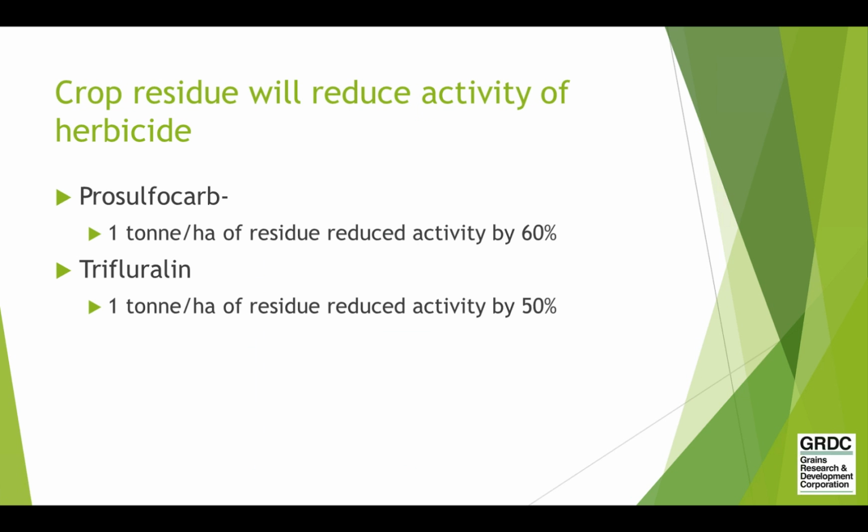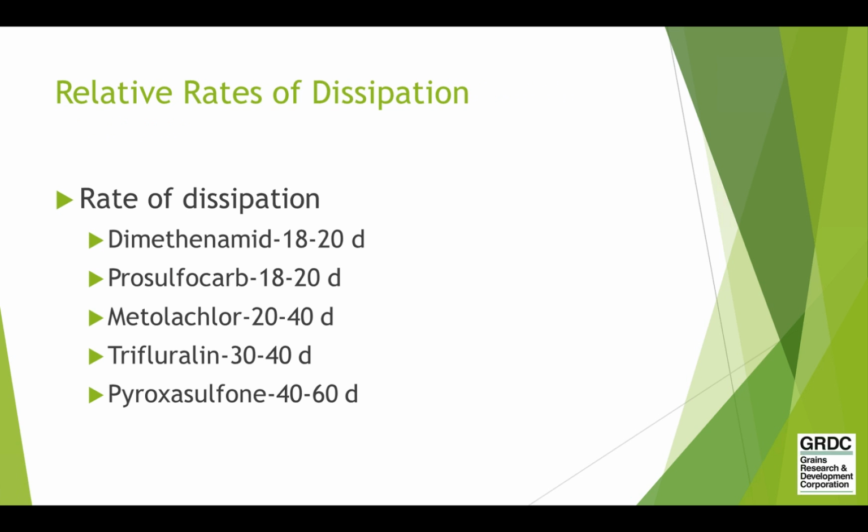And we know that crop residue can reduce activity. Research reported in the literature, work done in Australia, shows that 1 ton per hectare of residue can decrease the activity of prosulfocarb by up to 60%, and trifluralin up to 50%. If you had heavier residue, these numbers would be greater. So it does show that if you have heavy residue with these particular herbicides, you're going to need an increased rate.